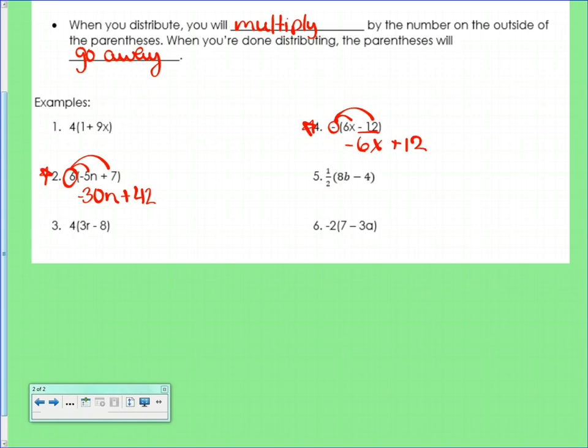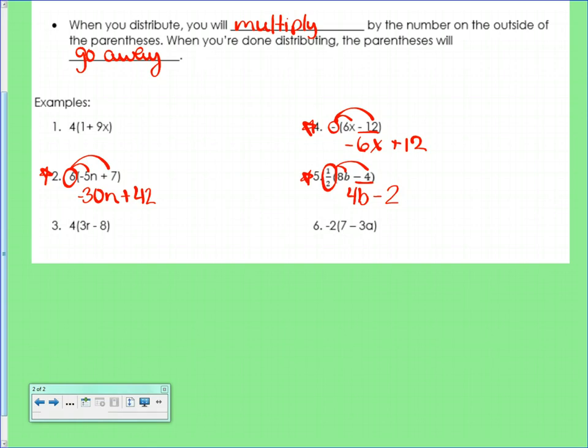And then the last example I'm going to do is the fraction. So outside of the parentheses, we have 1/2. So we're going to take 1/2 and multiply it by everything inside the parentheses. Now remember, multiplying by 1/2 is the same as dividing by 2. So 1/2 times 8 would be 4, and then b. And 1/2 times -4 would be -2.